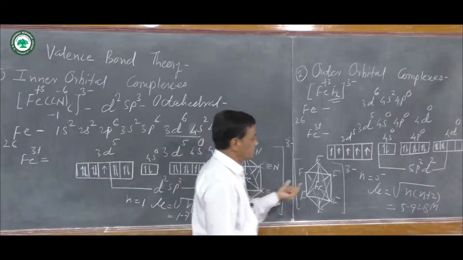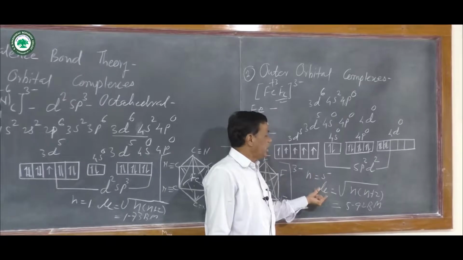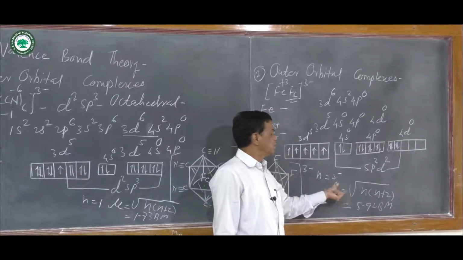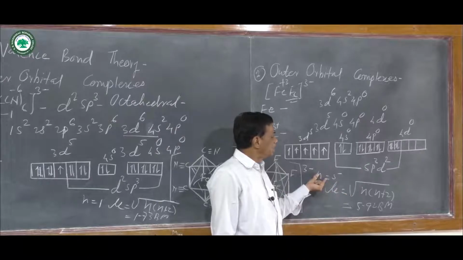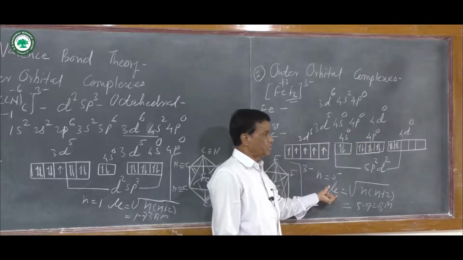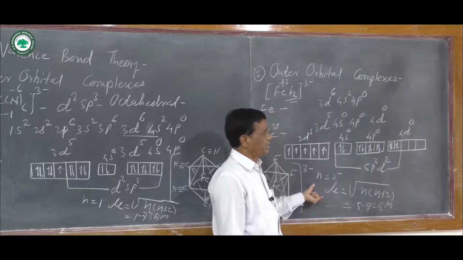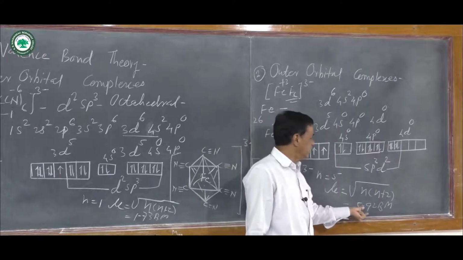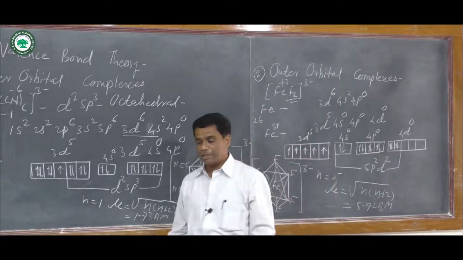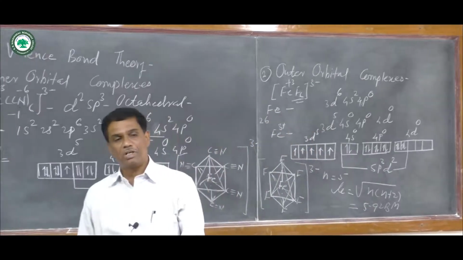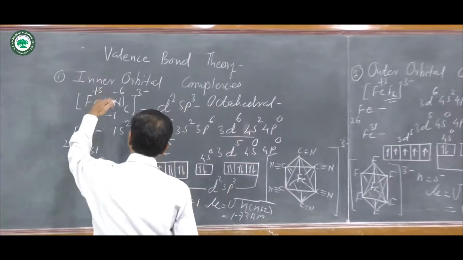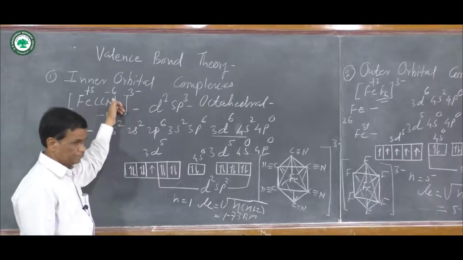In the second complex, n is equal to 5, and it is highly paramagnetic in nature, because the number of unpaired electrons in the second complex is more, and that value is equal to 5. When the magnetic moment value is calculated, it is around 5.92 BM. And these are the inner orbital complexes and outer orbital complex. This is the example. There are so many complexes.